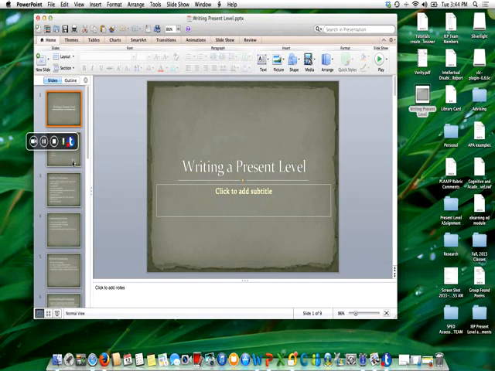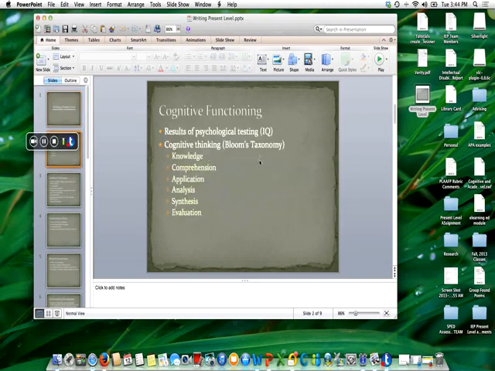So we're talking about writing a present level. The first area on the IEP is the cognitive functioning. And when we talk about cognitive functioning, what I want you to think about is this is really just where we talk about the results of psychological testing. We don't do psychological testing every year. We may or may not even do it every 3 years for a reevaluation. It's really talking about the child's ability.